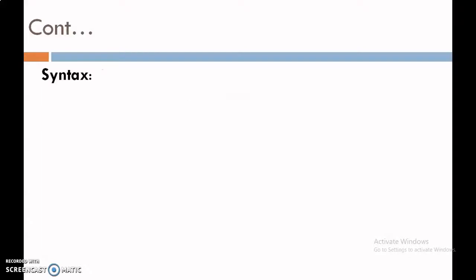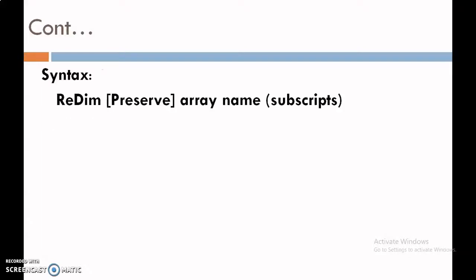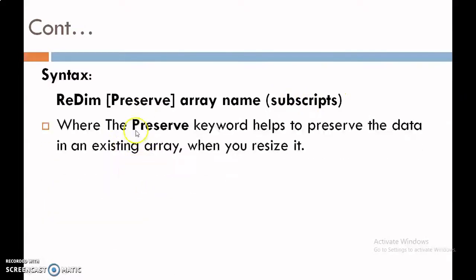Now the syntax of a dynamic array is ReDim, then in brackets Preserve, then the array name, then subscripts, meaning the size of the array. Here Preserve is optional because it is written in brackets. The meaning of the Preserve keyword is that it helps to preserve the data in an existing array when you resize it.